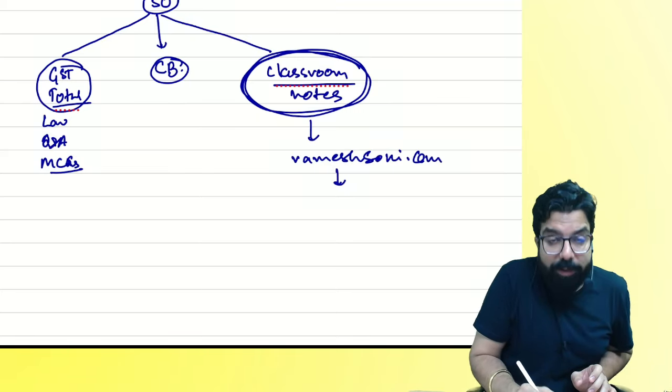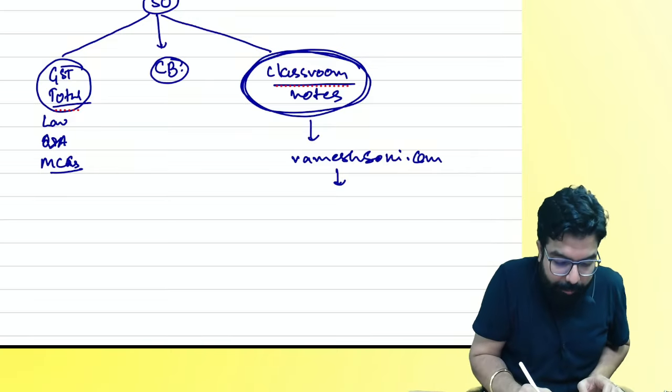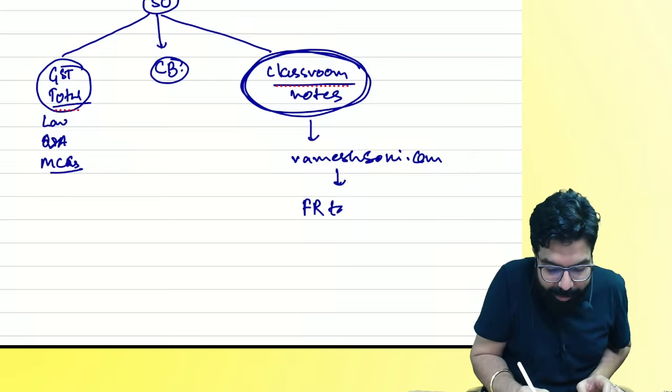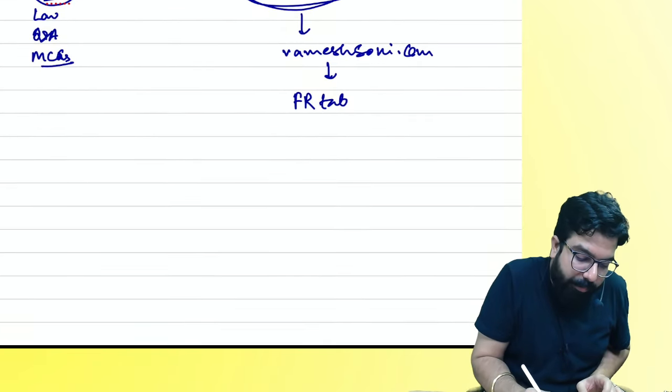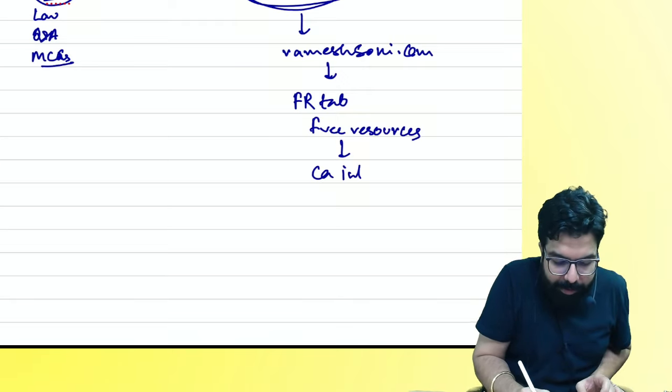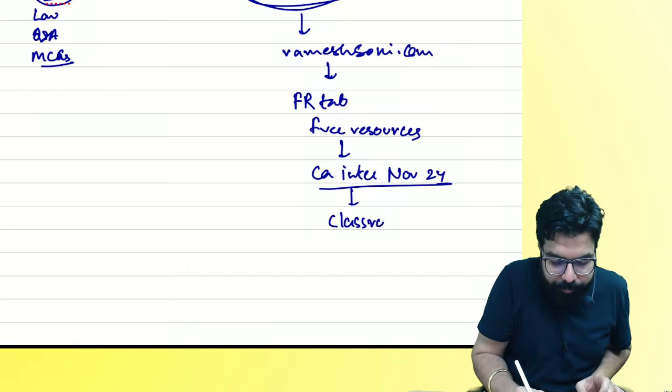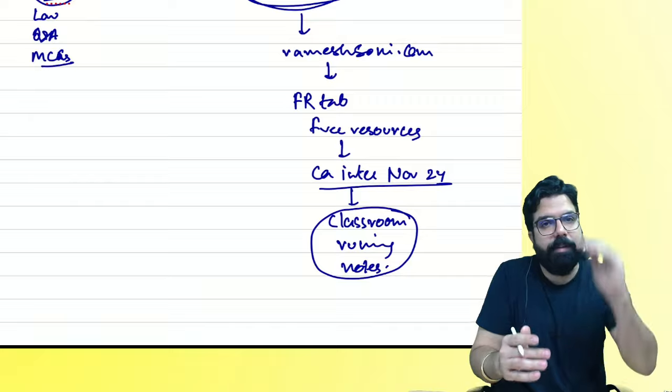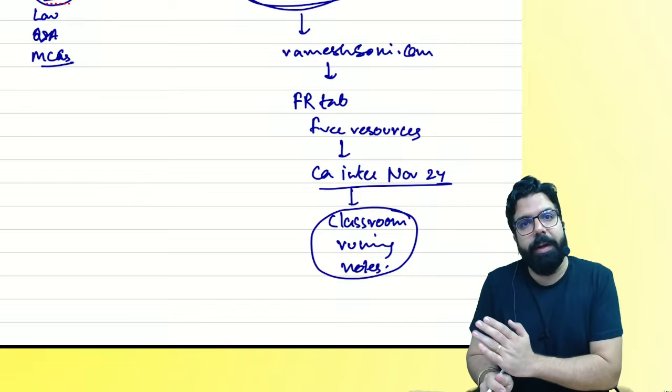On the top you will see tabs. There is a Free Resources tab. In that, you will have to go to the CA Intermediate November 24 folder. There you will see classroom running notes, and you will be able to download all the chapter-wise notes from there once we finish that chapter.